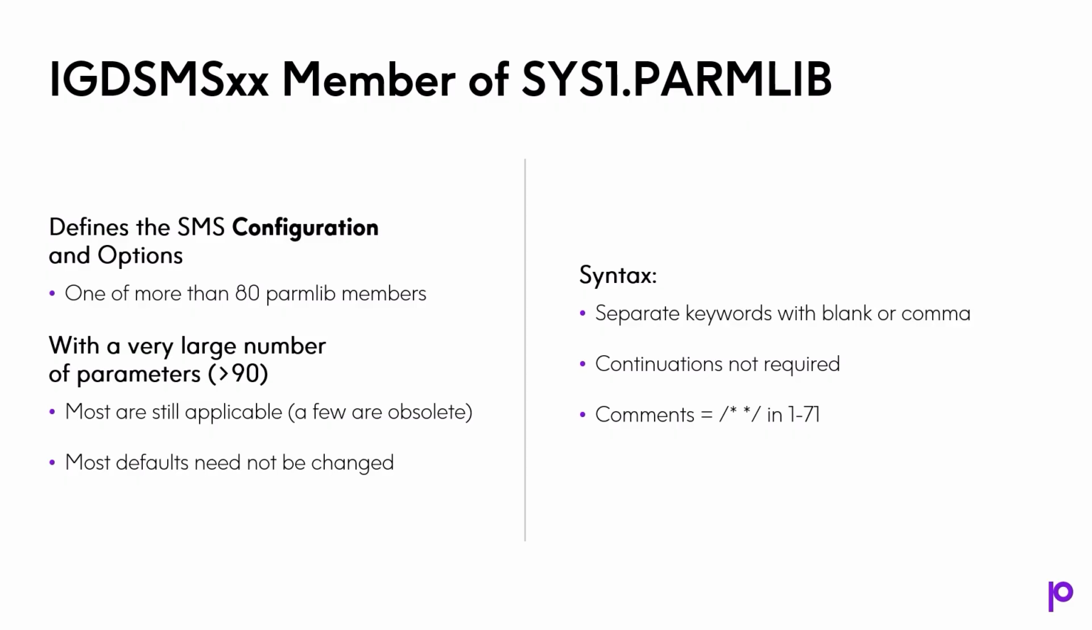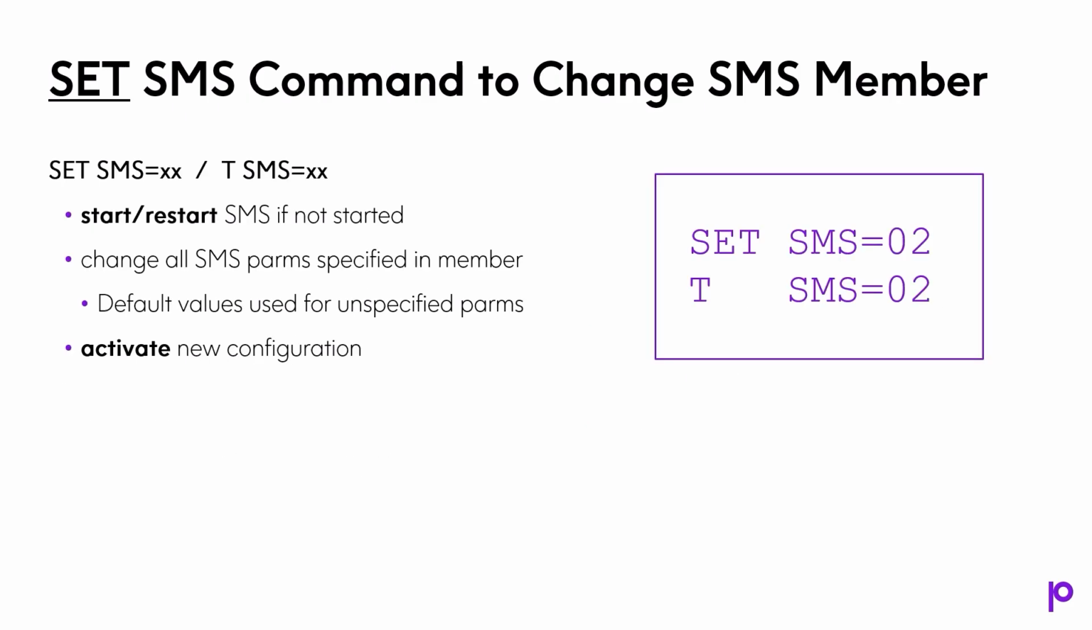The IGDSMS PARMLIB member is a standard PARMLIB member. The keywords are separated with a blank or a comma. There's no continuation required, and the comments are in slash asterisk, asterisk slash pairs.